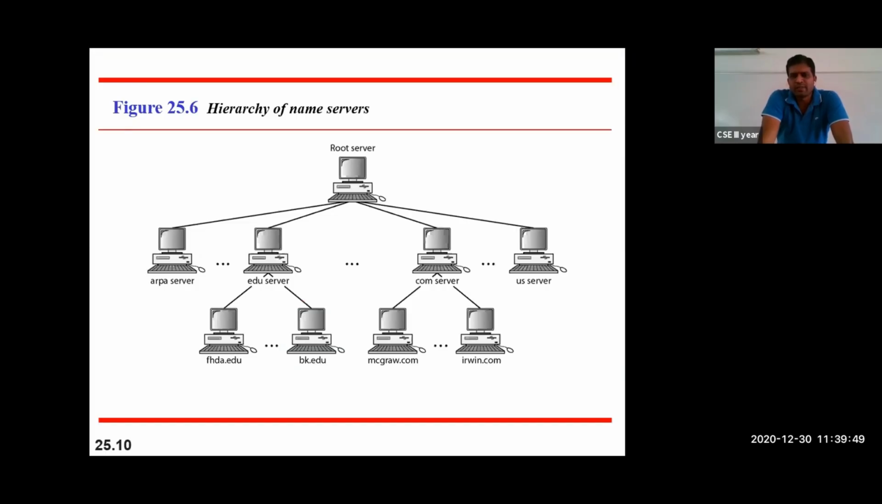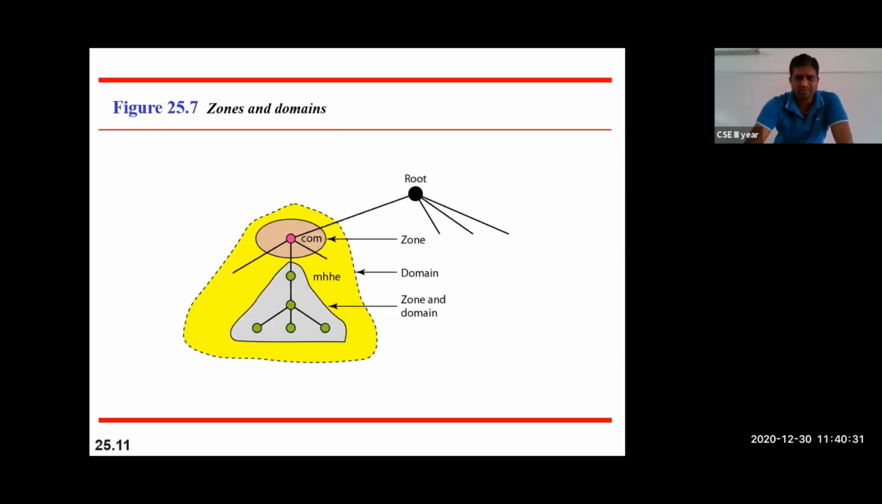So now the first server is the root server. Under the root server, you'll have the next subdomain servers: arpa server, edu server, .com server, .us server, .au server, .in server. India is .in, .au is Australia, .com is common, .us is the US server, specific to those countries. Again, for example, under edu, SRU could be a server. We have an SRU domain server here. There is some FHDA server, DK server, McGraw-Hill server, Irwin server. So it keeps going down the hierarchy, just like what we discussed in the previous slides.